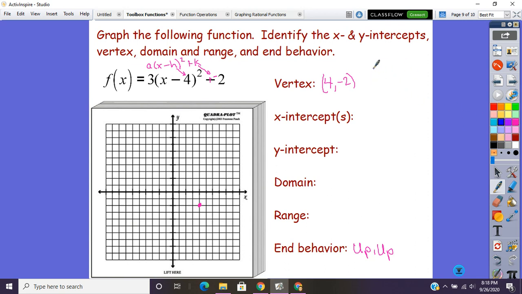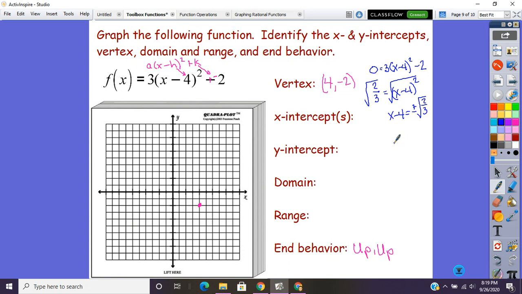Let's see if I can fit all that over here. So I'll have 0 equals 3 times x minus 4 squared minus 2. And now I want to solve for x. So I'd add 2 and divide by 3. So I'll have 2/3 equals x minus 4 squared. Now to get rid of the square, I'm going to square root. Now I'm going to go ahead and flip these around here. I'll have x minus 4 equals plus or minus the square root of 2/3.